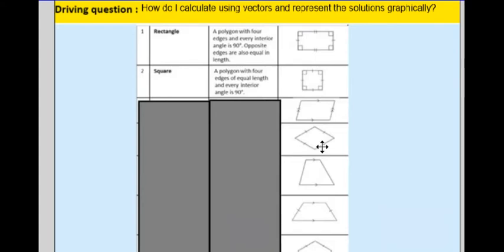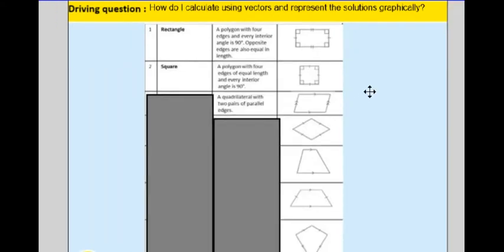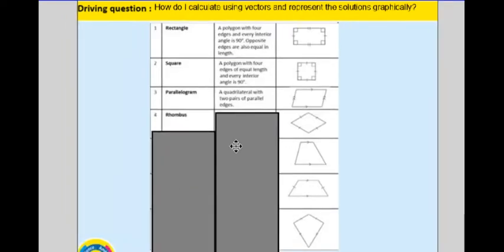The next quadrilateral is a parallelogram. It has 2 pairs of parallel sides, and it has 2 pairs that are equal in length. So this side and this side are parallel and equal in length, and this side and this side are parallel and equal in length. The next one is a rhombus. It's a special type of parallelogram. All 4 of the edges are equal in length. These 2 sides are parallel, and these 2 sides are parallel.